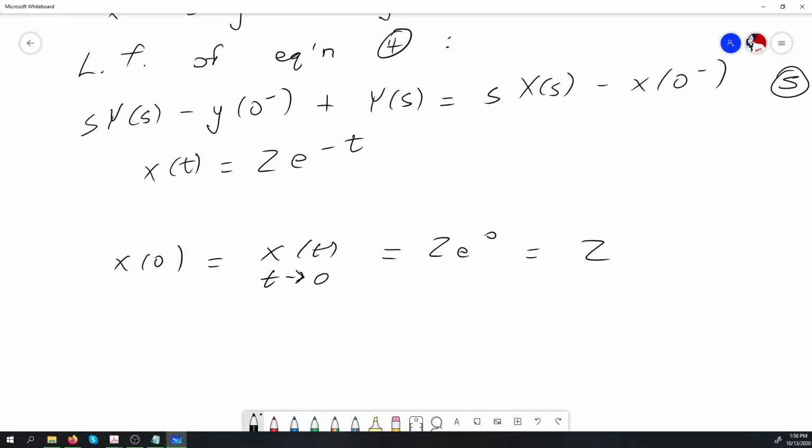So at t equals 0, capacitor voltage is equal to 1 volt.